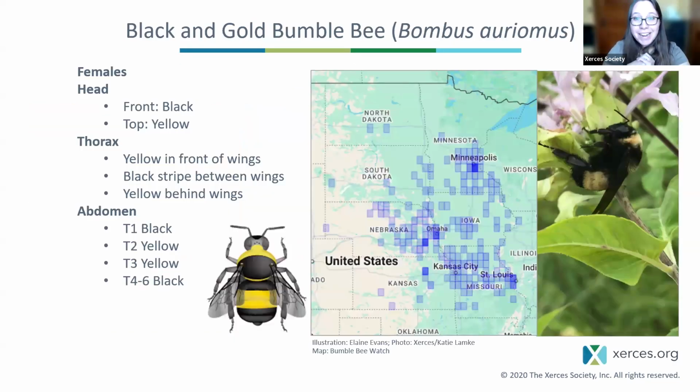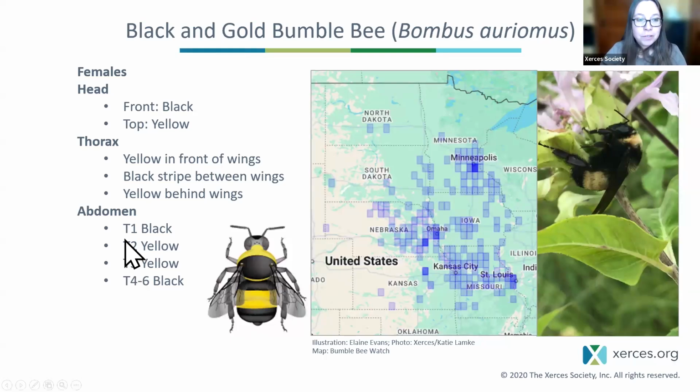All right, on to the next bumblebee on our docket, the black and gold bumblebee, Bombus auricomus. So this is a bumblebee species that looks a lot like the American bumblebee, which we just went over, and it also has a lot of range overlap with the American bumblebee. It is another species that you'll find quite often in the midwestern United States, with the exception of northern North Dakota and Minnesota.